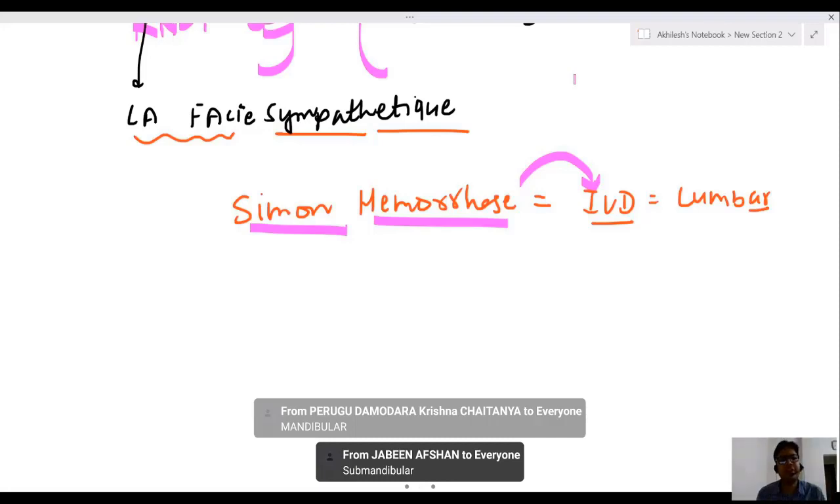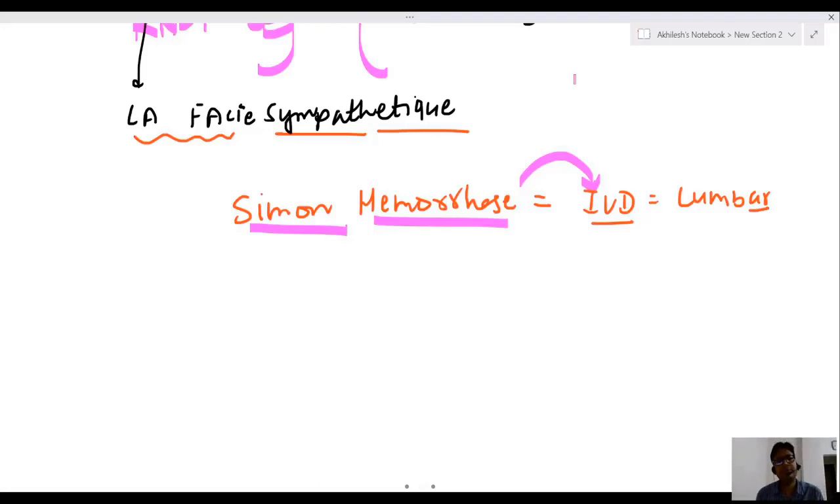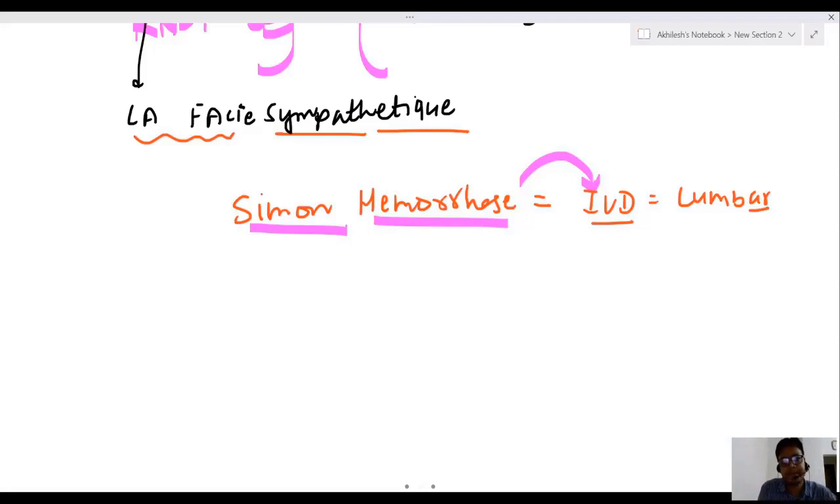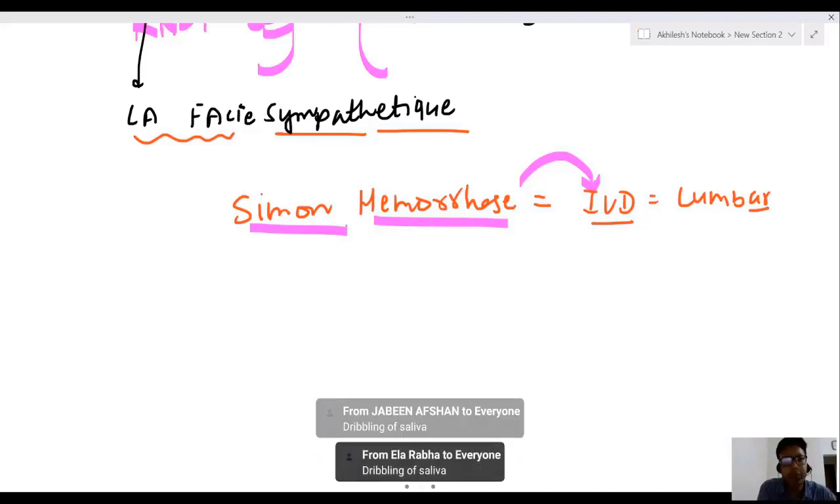Which is the most specific finding of hanging? I have not used the word anti-mortem hanging, I have used just the word hanging. The most specific finding by which you can say it's a hanging: ligature mark. Which is the most characteristic finding of anti-mortem hanging? Listen carefully, anti-mortem hanging. Yes, dribbling of saliva.